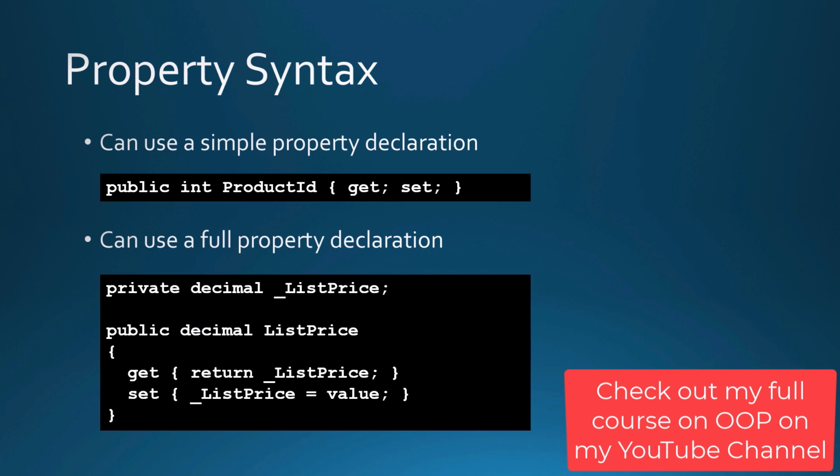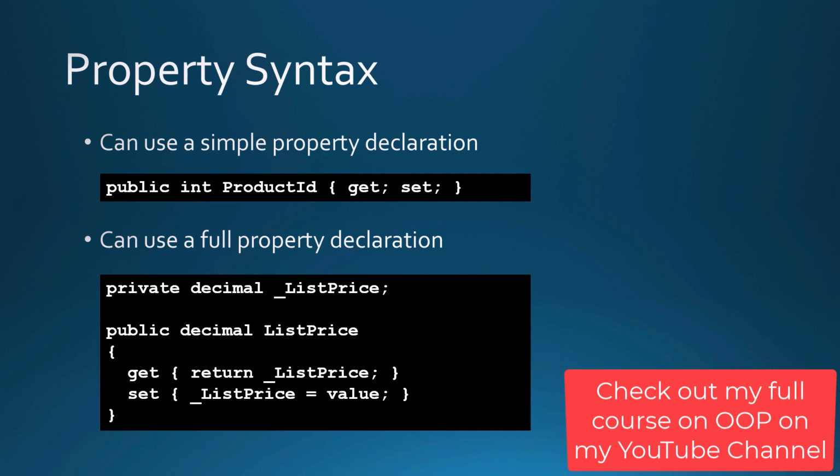Then we create a public decimal ListPrice, no underscore. And then within the curly braces, we do a full getter and setter. These are called getter and setter methods. So we do a get, open curly brace, return _listPrice, semicolon, and then close the curly brace. So that returns whatever the value is in the private variable.